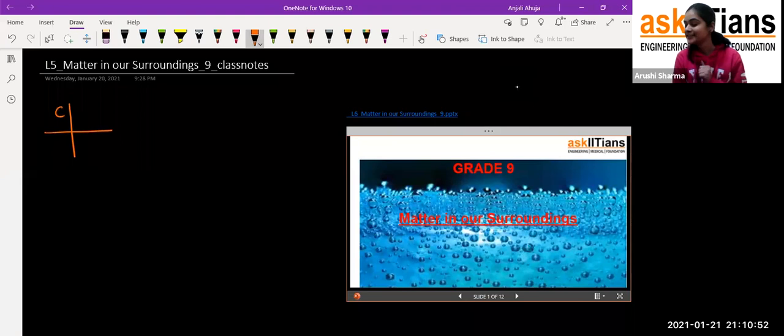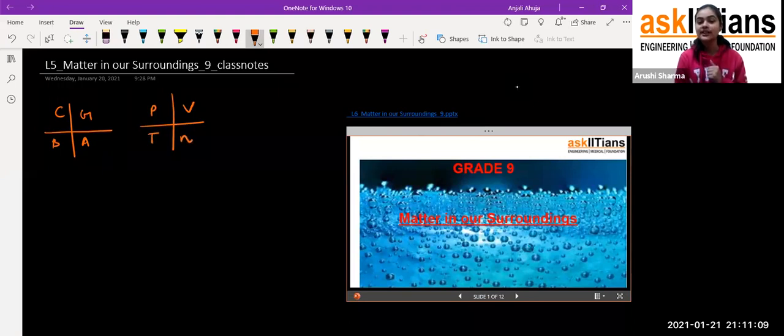Just let me check my trick because I have made this in my mind. So it is like C, G, A, B, and it would be P, V, T, N. So yes, students, for the Charles law, C stands for Charles. G for Gay-Lussac law. A for Avogadro law. B is for Boyle's law.